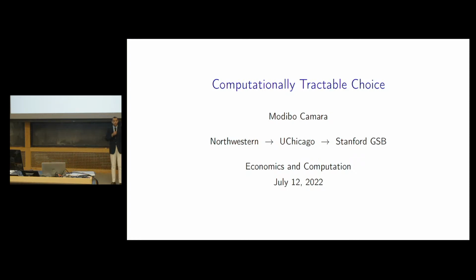So my name is Modibo Camara. I just graduated from Northwestern. I'm doing a postdoc at UChicago, and in a year I will start at Stanford GSB. So the title of this work is Computationally Tractable Choice.